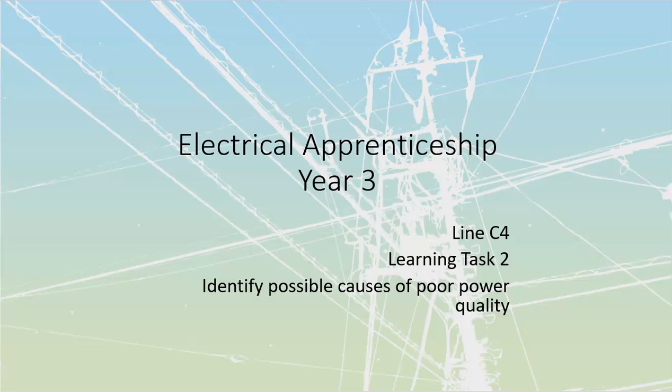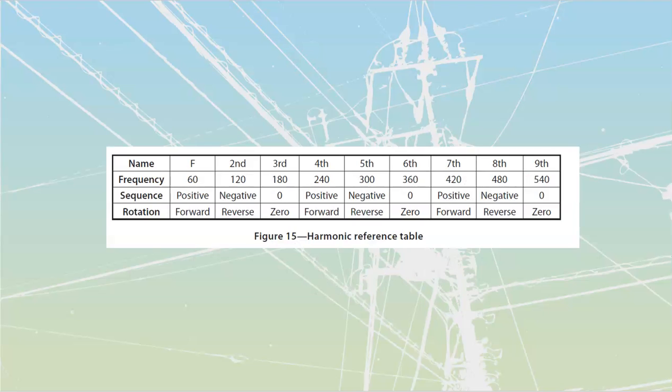All right, line C4, learning task 2, identify possible causes of poor power quality. We left off in the last one after taking a look at a bunch of voltage characteristics, and I left off right at the point where we introduced harmonics, because all of a sudden I thought, you know what, that deserves a completely separate video to talk about harmonics, because we hear about harmonics so many times. So rather than you having to search through videos to find it, we'll put this one into its own video, starting at figure 15, where we start talking about harmonics inside of a system.